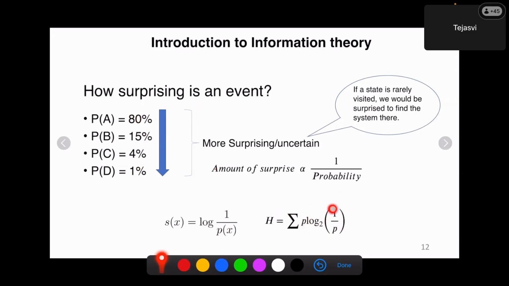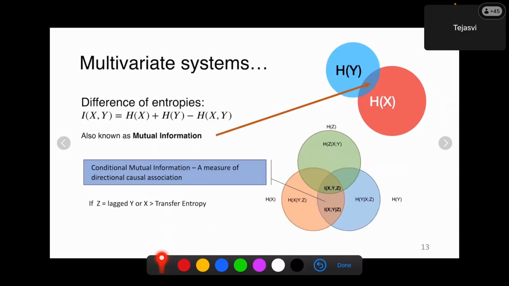Log 1 by p is the surprise associated, and p is the likelihood of occurrence that we already know. So this quantity is called Shannon's entropy. What it quantifies is the average amount of surprise in a time series or a distribution whenever a new state is taken. So whenever a new value is generated, how much surprise, how much uncertainty is actually generated.